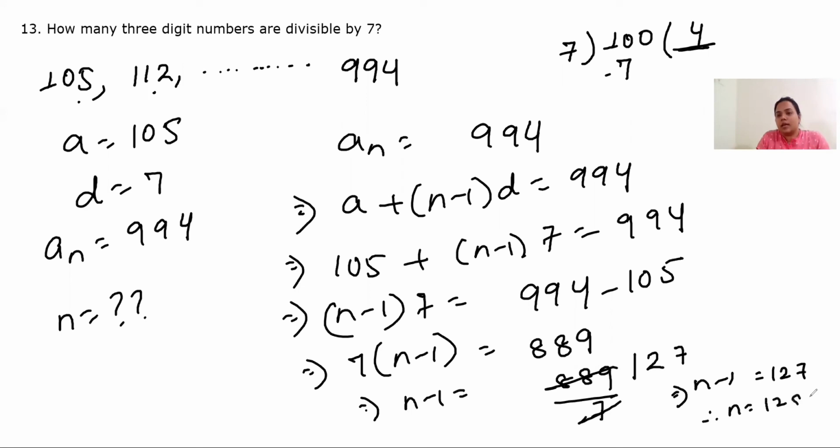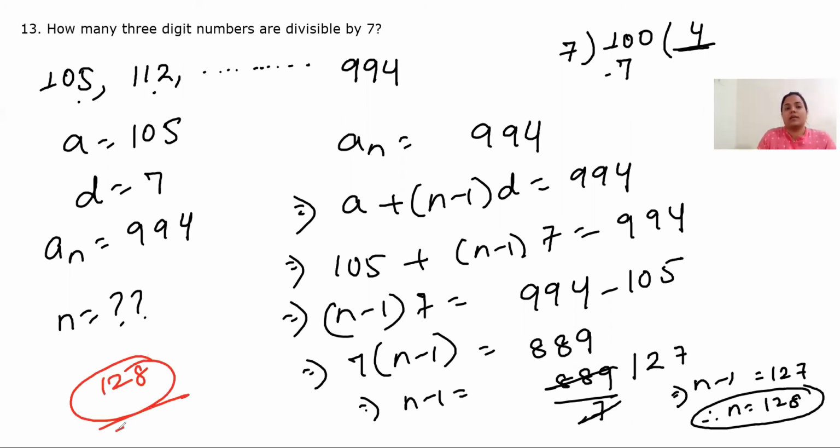Therefore, n is 128. It means that total 3-digit numbers which are divisible by 7, they are 128. There are 128 3-digit numbers which are divisible by 7. Clear?